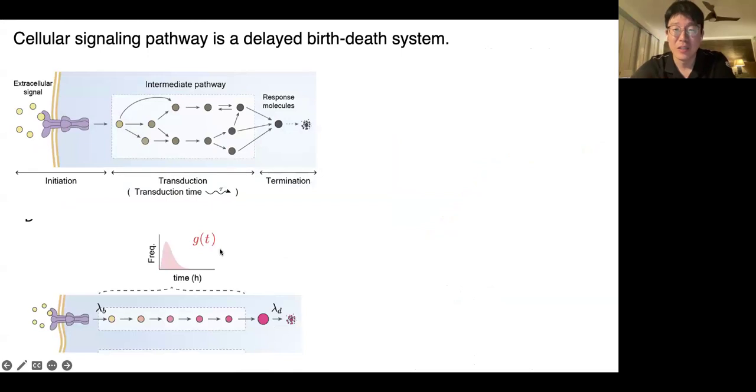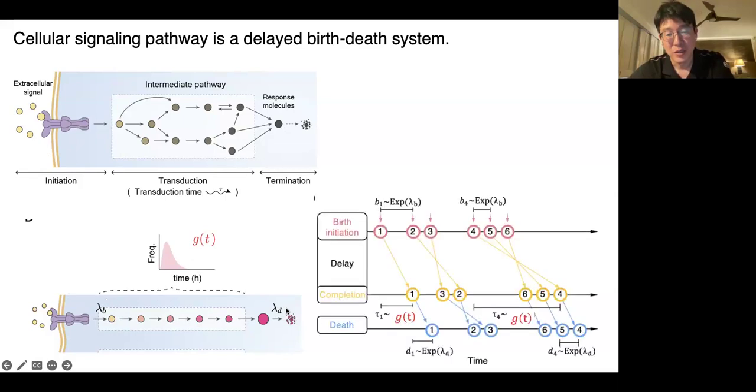By using this signaling transduction time, we can simplify this complex signaling pathway to a simple delayed burst system. For the initiation of the signal, we can think that there is a Poisson burst process with the rate lambda b. Then this intermediate pathway we can replace with this time delay distribution. The final molecule decay is also described by a death process. So we can think of this as a queuing process. Burst initiation occurs with this Poisson process with lambda b.